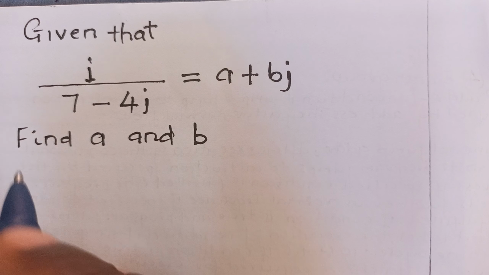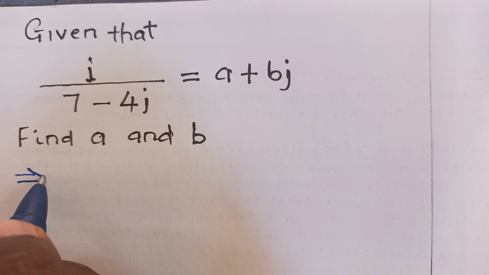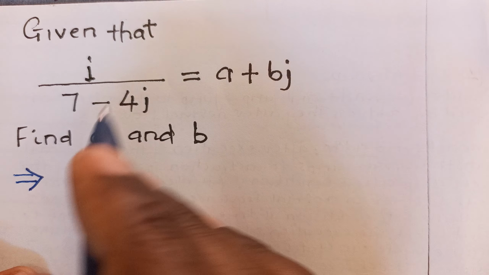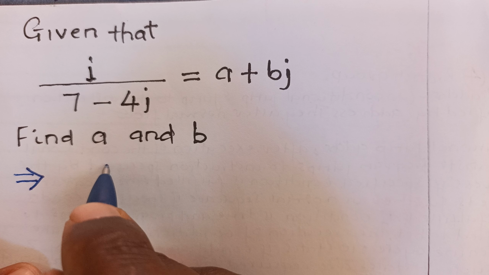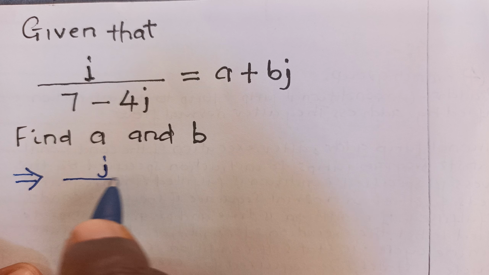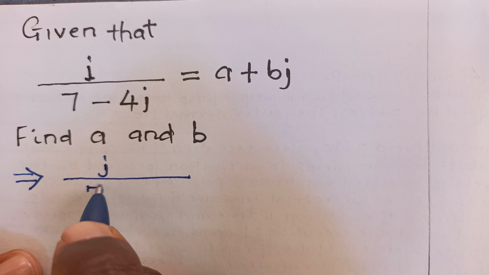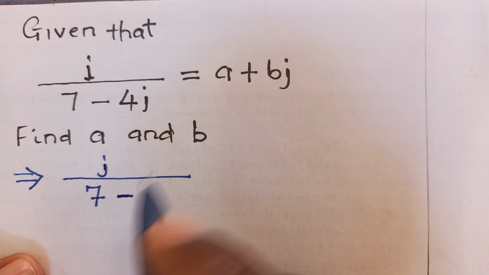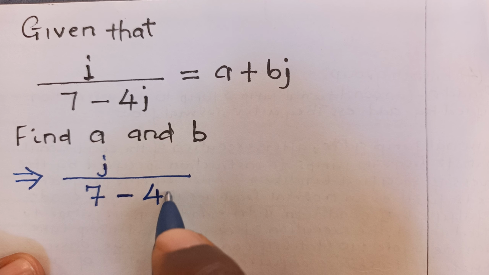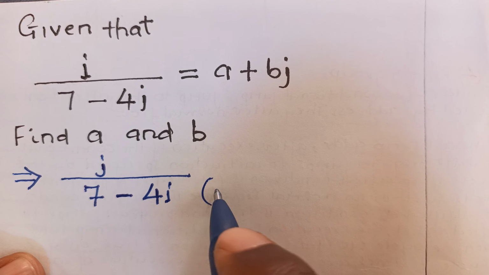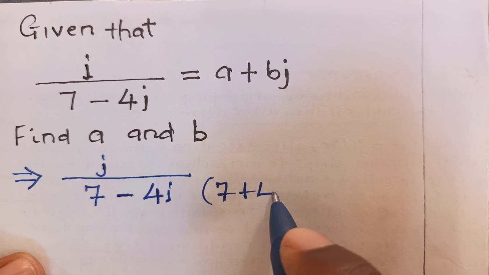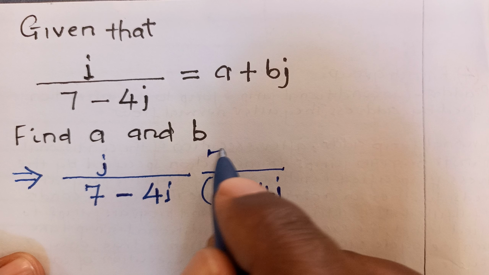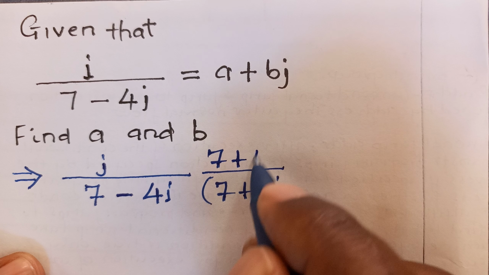The first thing we are going to do is divide j over 7 minus 4j. In doing so, guys, we are going to look for a conjugate so that we multiply both sides by the conjugate. That is to rationalize this denominator. And so, guys, we can now use the conjugate 7 plus 4j. On this other side, we still do the same so that we don't change the equation.